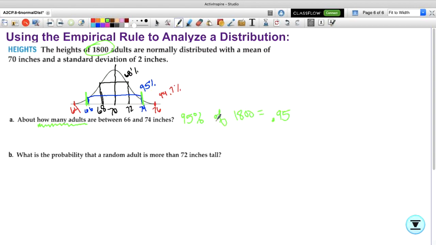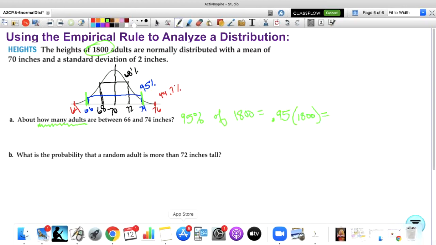And the word of can mean 2 things. It could be multiply or divide. In this instance, we're going to multiply. So we're going to find 95% of 1,800. So let's go down to our calculator. I don't really want to use the graphing calculator.